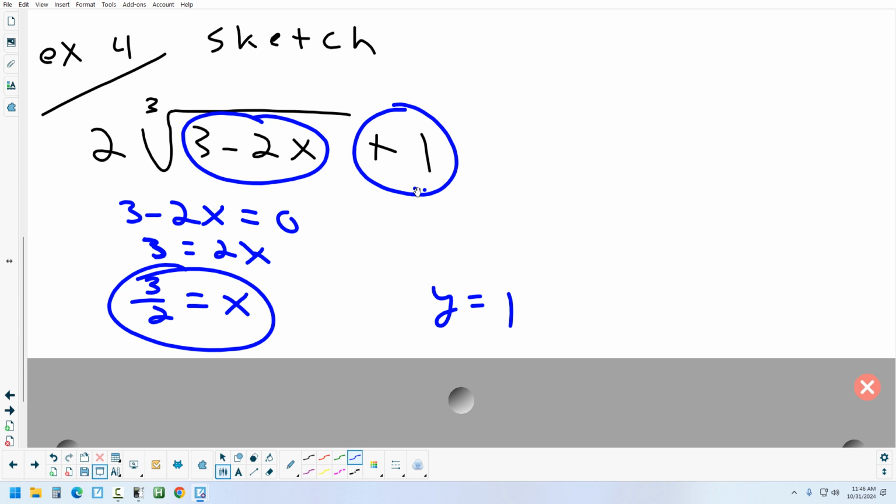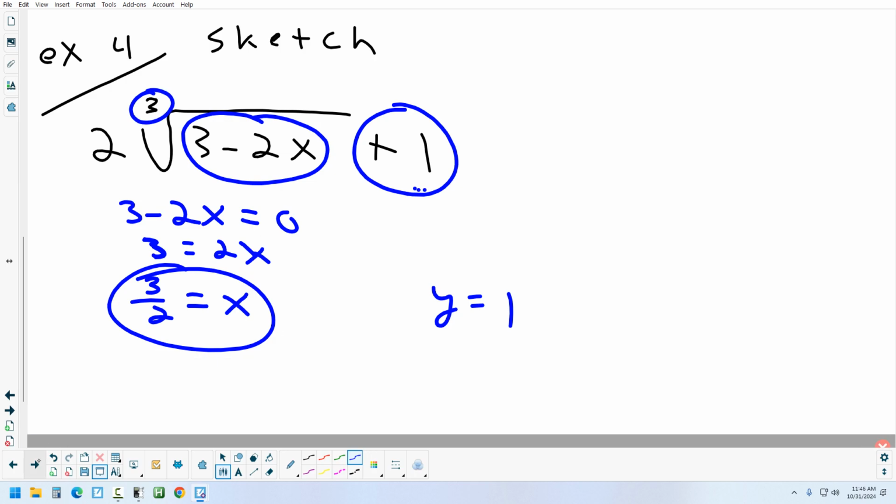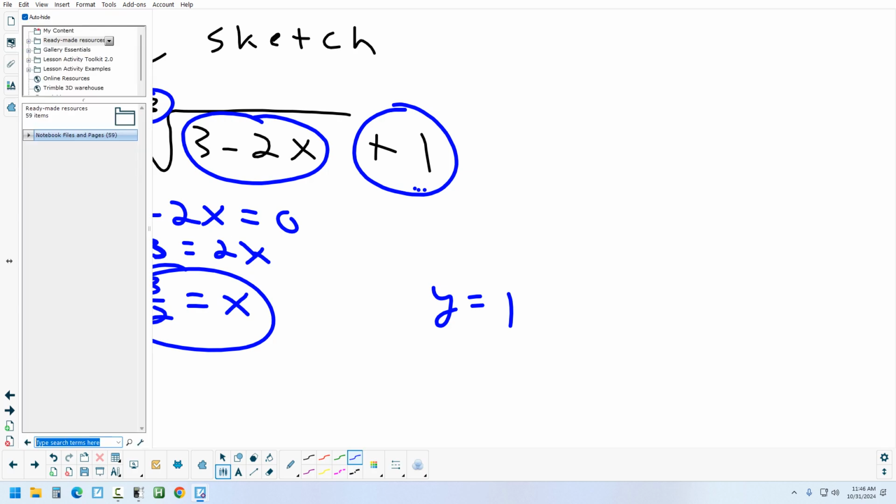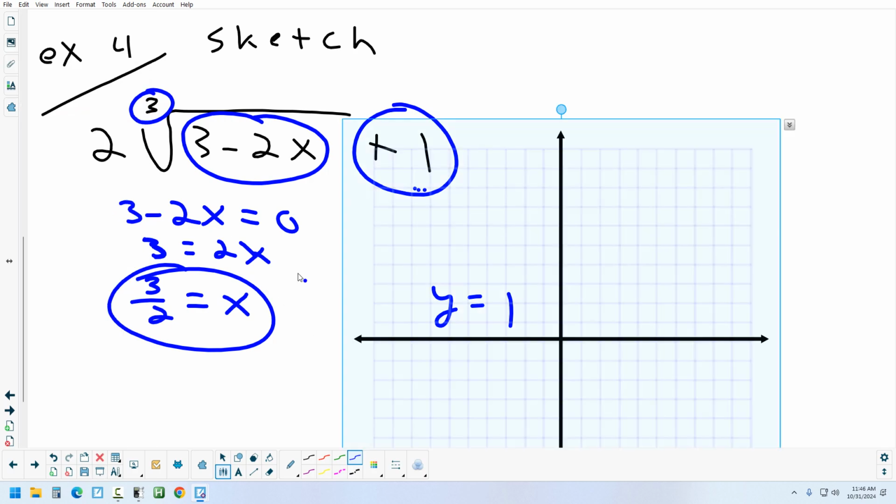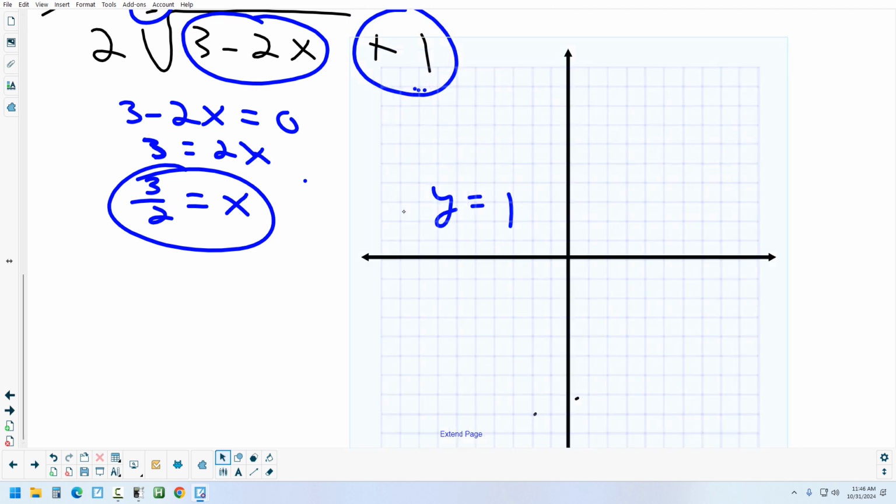Is that a start point, or is that a center point, and we got to check on both sides? Which one is it? Start point or center point? Yeah. Center point. Why? How do you know? Because it's an odd index. It's an odd index. This is a graph that goes left and right. So let's start to graph this. Just going to move that down a little bit.